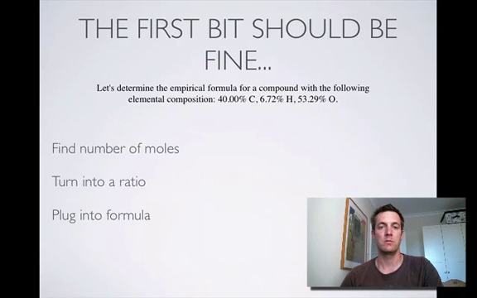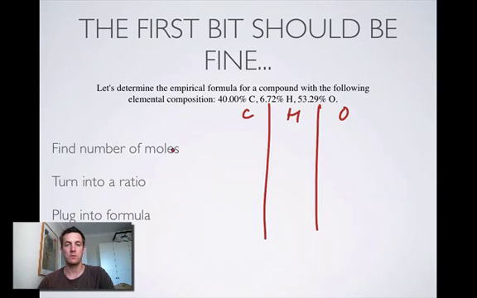Okay, so here we are. The first bit should be fine, because we've done empirical formula calculations in the previous film. We've got carbon, hydrogen and oxygen here. Let's put them in a table and find the number of moles, so that is 40 over 12.01, 6.72 over 1.008, and 53.29 over 16.